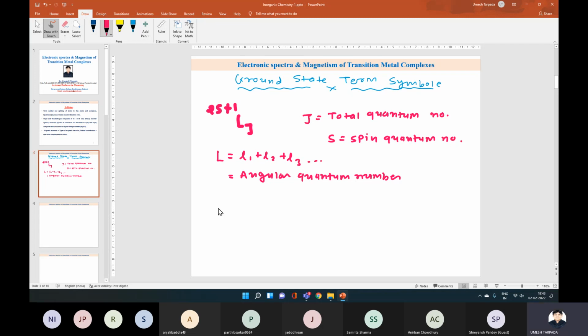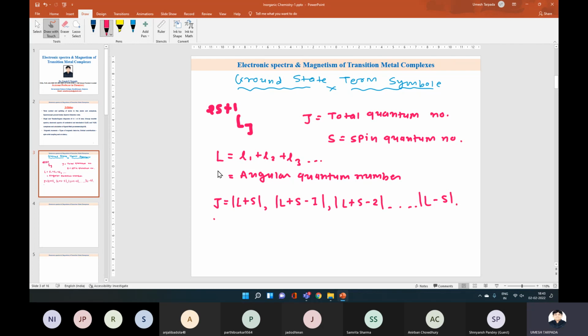So how to get the value of J? The possible values of J start from L plus S. Then the next value is L plus S minus 1. And again the next value is L plus S minus 2. In this way, up to L minus S. So these are the possible values of J.